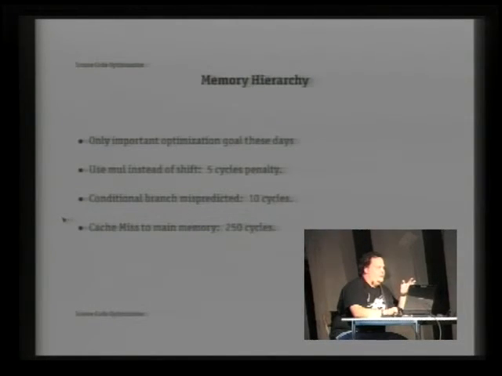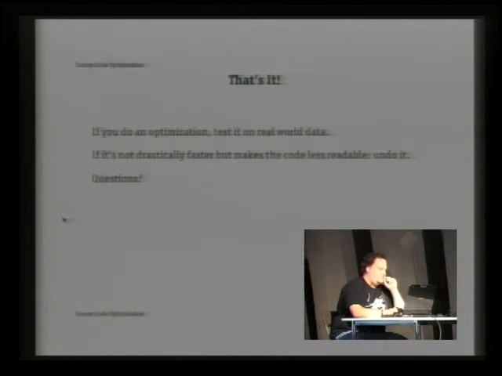All the rest that people spend weeks and weeks of their life on, inlining functions here and restructuring code there, usually the only thing that actually matters is the main memory misses and cache misses. So that's basically all I have to say. If you do an optimization, test it on real-world data, and if it doesn't work, undo it. If it's not drastically faster, but just a little bit faster, and made the code unreadable, undo it too. Because usually people won't even notice the difference in speed, but they will notice if the code is unreadable, because then security problems will not be found and will hit you later when you can less afford them. Any questions?